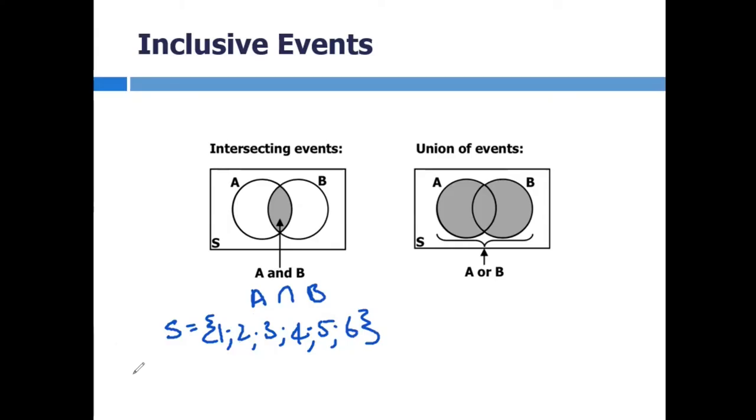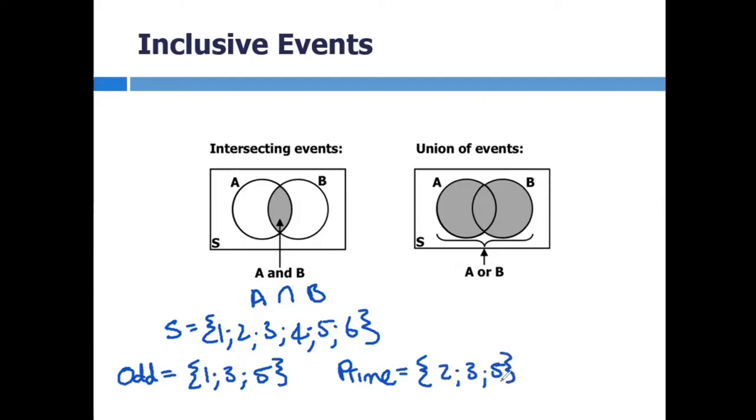Okay, and then we could have 2 different events. We could have odds, which would be the 1, 3, and the 5. And then we could also have prime. So our prime numbers would be 2, 3, and 5. So those are my 2 different events. It's like the A and the B, but I've got odd and prime, so I'd probably use an O and a P. But what would be inside the odd and prime, the intersection of odd and prime?